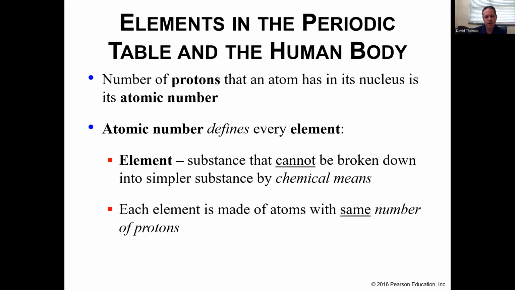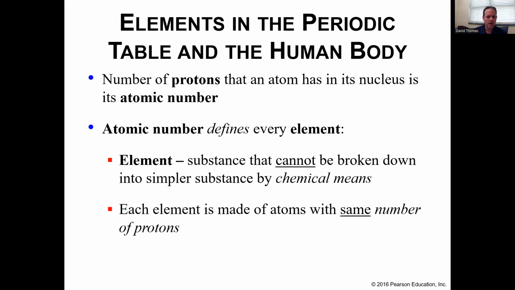The number of protons in that atom really defines that atom. It defines what that element is. There's your book definition for an element: any substance that cannot be broken down into anything simpler by any kind of normal chemical means. And so you have an element such as carbon or hydrogen or oxygen, some of these main elements that are part of the human body.